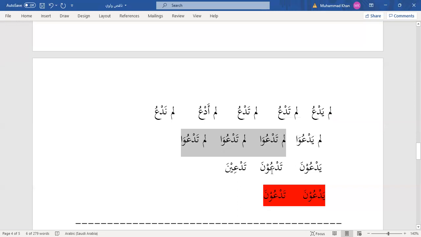Why do they call them five? Because this is number one, because it starts with ya. And from these three, they took only one. So they become two. And then we have three here. So they become five.